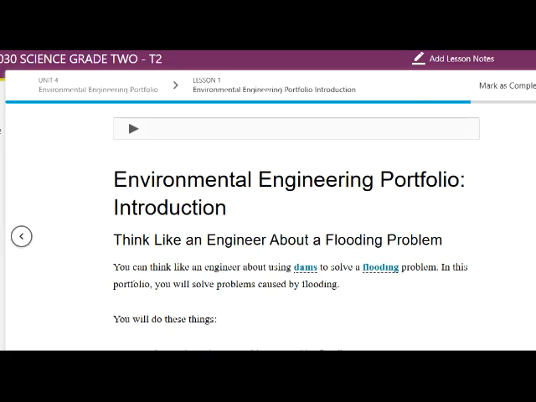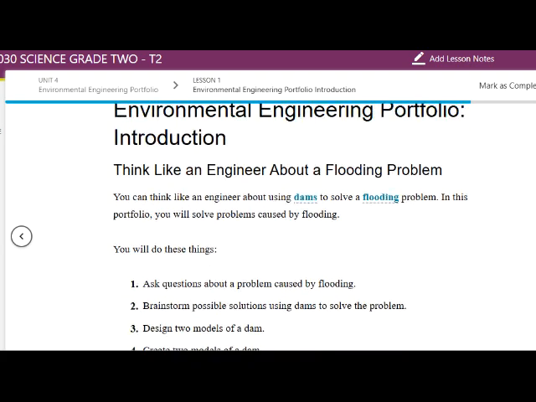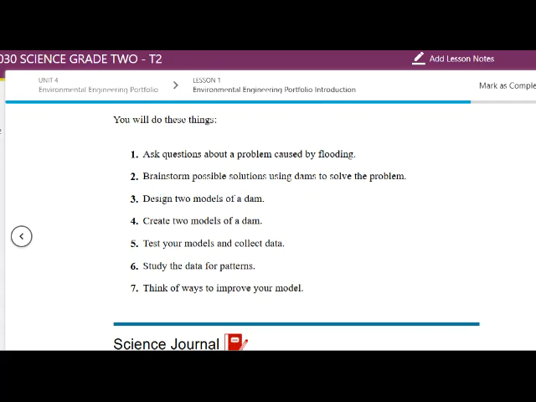You can think like an engineer about using dams to solve a flooding problem. In this portfolio, you will solve problems caused by flooding. So that's how we are going to use the engineering process. You will do these things. Ask questions about a problem caused by flooding. Brainstorm possible solutions using dams to solve the problem. Design 2 models of a dam. Create 2 models of a dam. Test your models and collect data. Study the data for patterns and think of ways to improve your model.